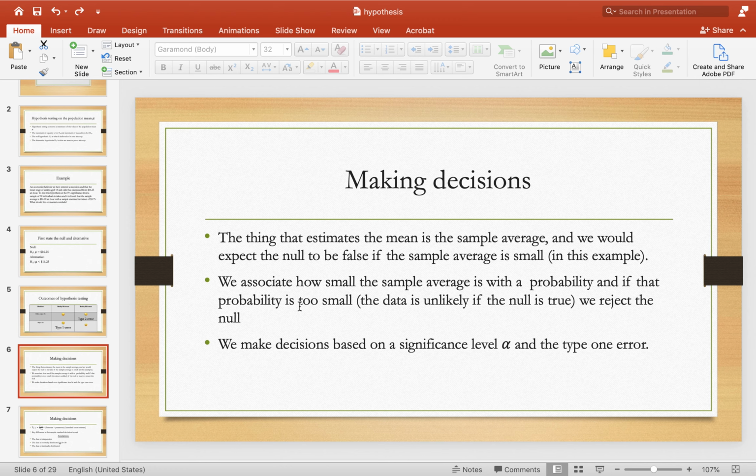Okay, we make decisions based on our significance level of alpha, which is called the type 1 error. However, another common thing that we'll make decisions on is the p-value, the probability of observing the data, and that is almost synonymous with alpha and the type 1 error. It is the type 1 error, but it's not quite alpha.